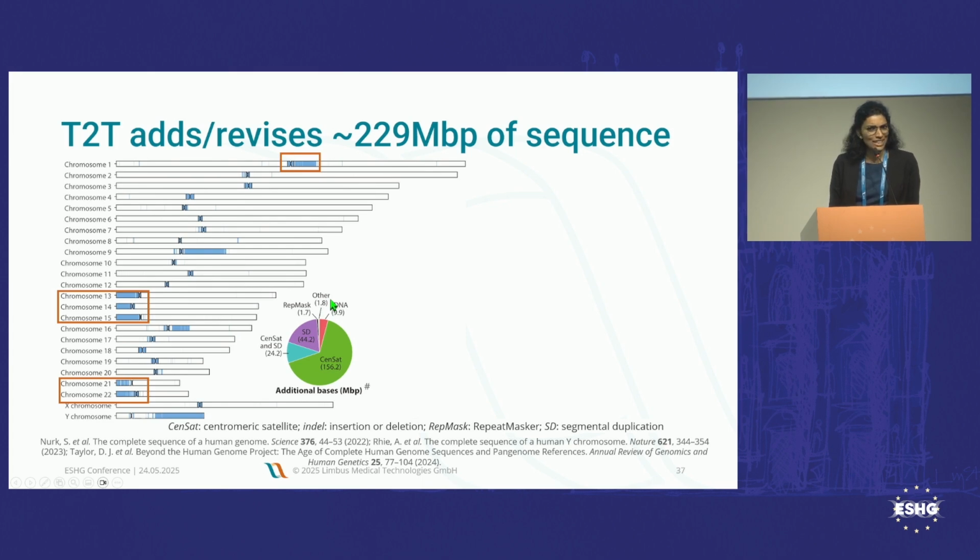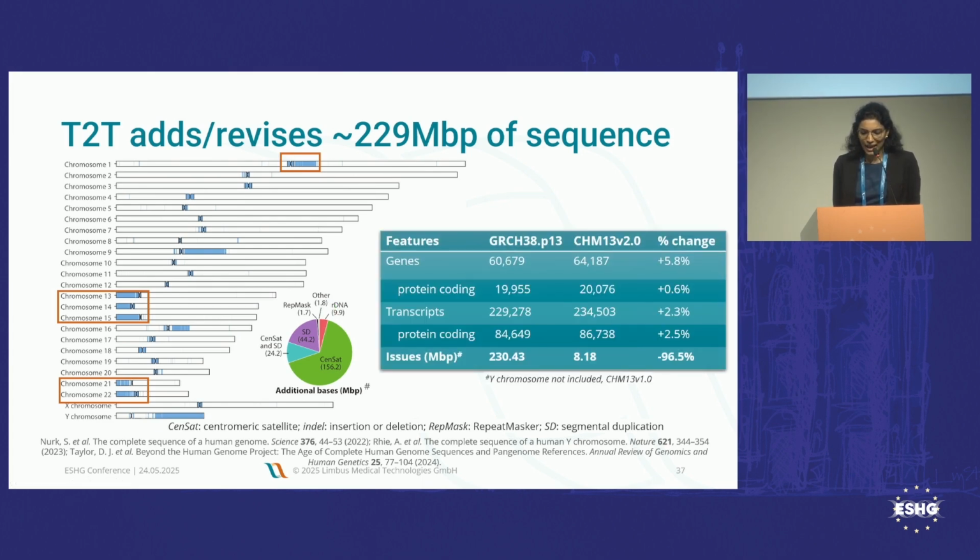So what does it mean at the gene level for us? We have 5.8% more genes and 0.6% more protein coding genes compared to hg38. In terms of transcripts, we have found 2.5% more protein coding transcripts. And of note here is also that the issues which were there previously in hg38 have been reduced to about 96.5% in terms of million base pairs in the T2T.